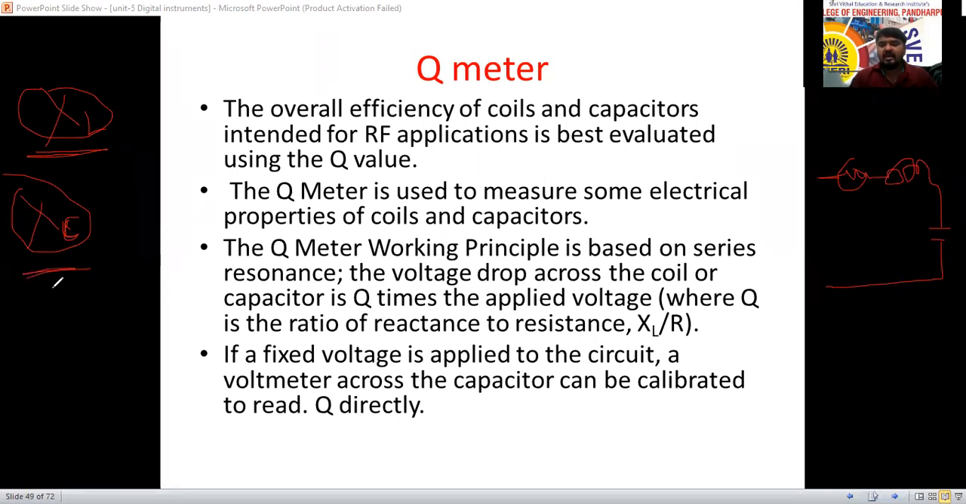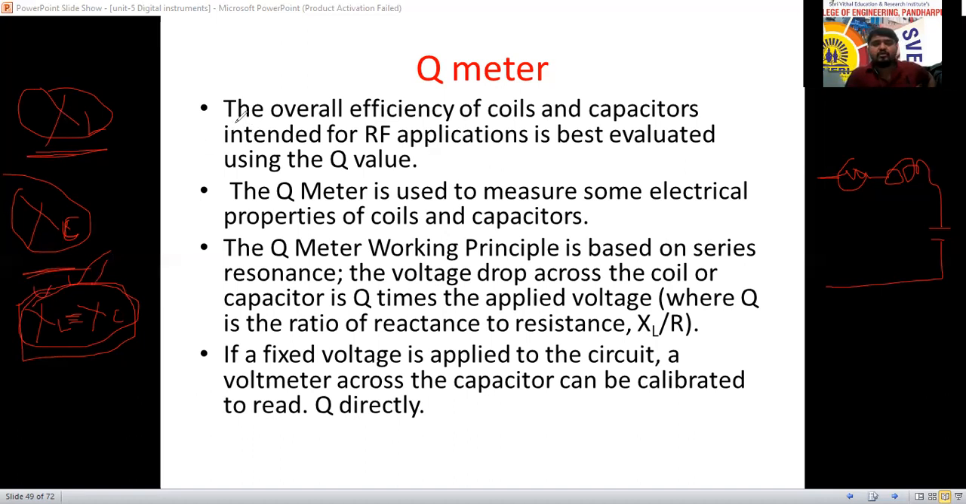In a series RLC circuit, if XL equals XC, the inductive reactance equals the capacitive reactance, that is called series resonance. In a parallel circuit, that is called parallel resonance. If XL equals XC, then that is called resonance. At this condition, we have to find the frequency value. Based on that frequency value, we can give the quality of the product or circuit.